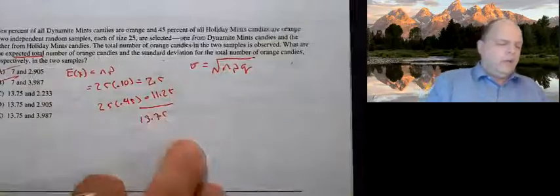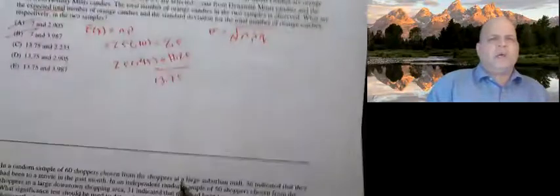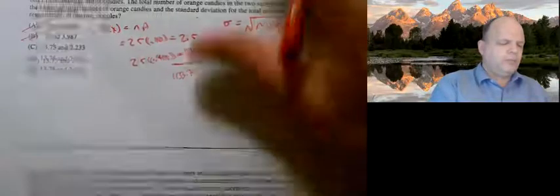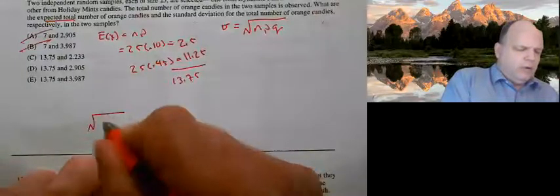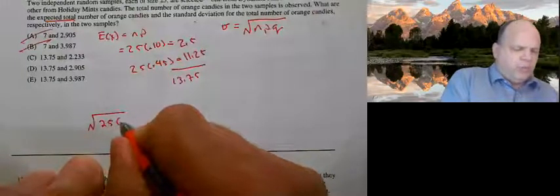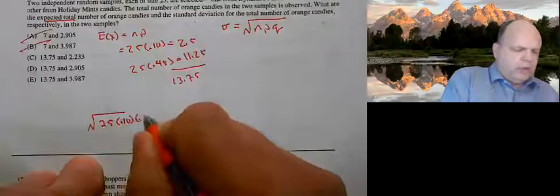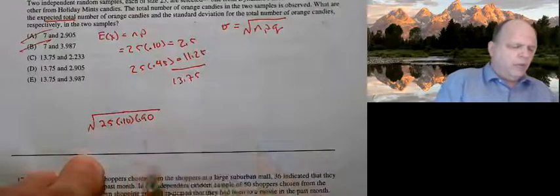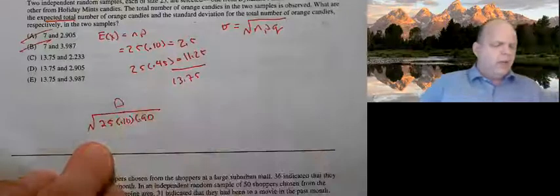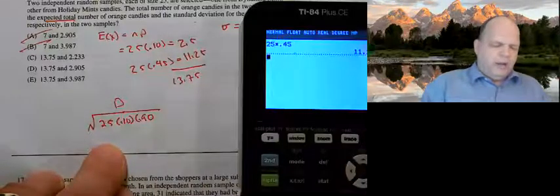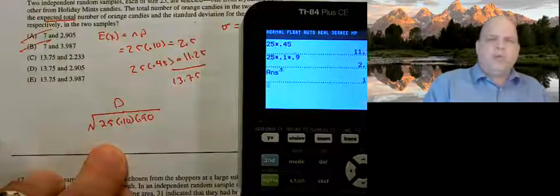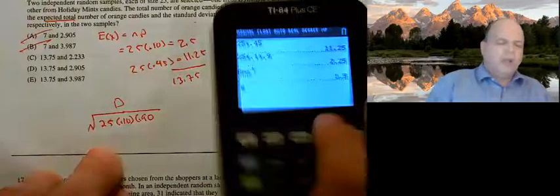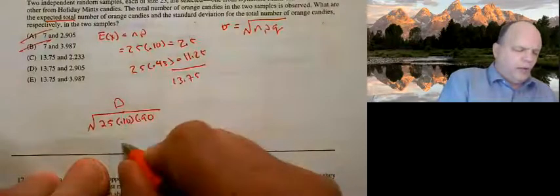All right. So in this case, and I'm going to do this down here where I have a little bit more room, we're going to have the square root of 25 times 0.10 times 0.90. And so this would be the dynamite candies. Let's go ahead and calculate that. 25 times 0.1 times 0.9, and I'm going to take the square root of that. And I end up getting 1.5. So this is the standard deviation for dynamite candies.